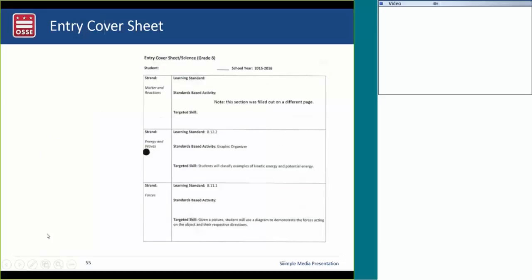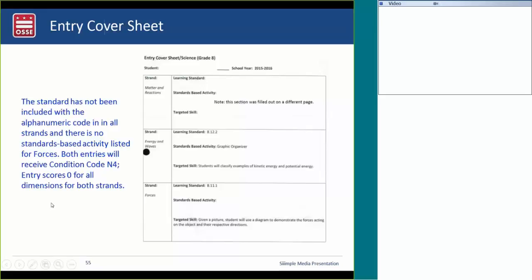Learning standard and targeted skills are missing. Yeah, the learning strands are missing. Yep. And the targeted skill. Yep. And for the second one, the standard based activity is missing. It's not complete. Even the third one. Yep, that's correct.